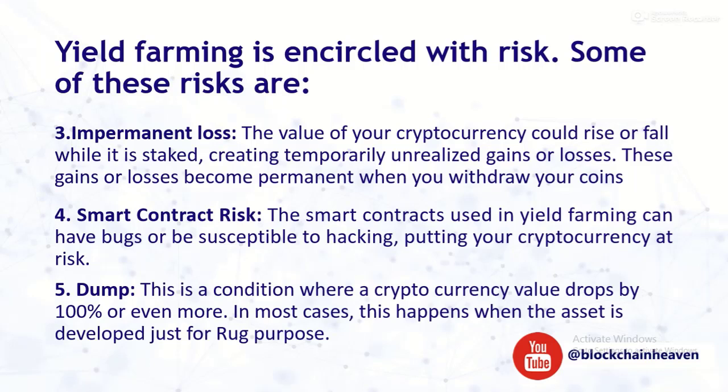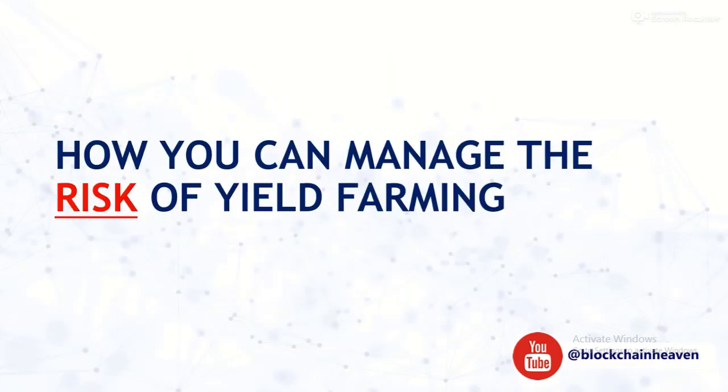Number 5 is dump. This is a condition whereby cryptocurrency value drops by 100% or even more. In most cases, this happens when the asset is developed for rogue purposes. Just like when you buy a certain asset today and tomorrow when you come in, you see that the value has gone from 100 to 0. It happens in spot trading, and because it happens in spot, and it is a cryptocurrency that is available on spot that you can use on yield farming, when the value drops over there, it affects this one as well. So that is it for the risk.